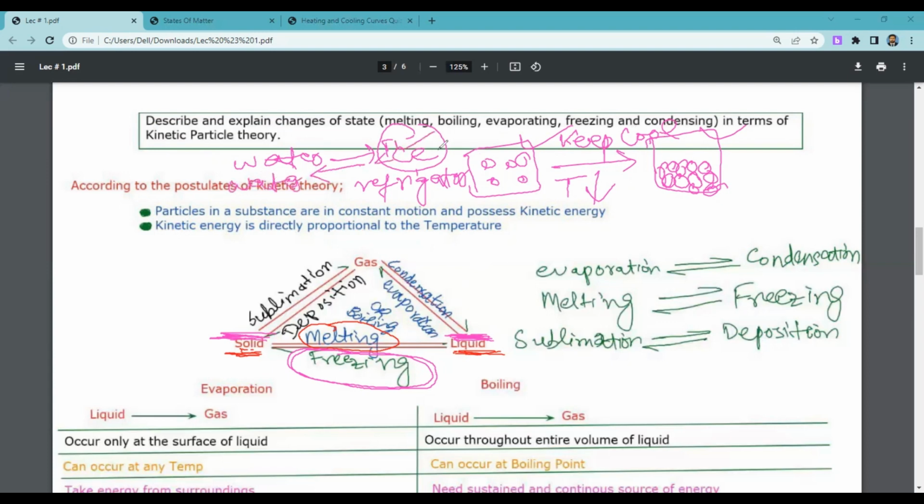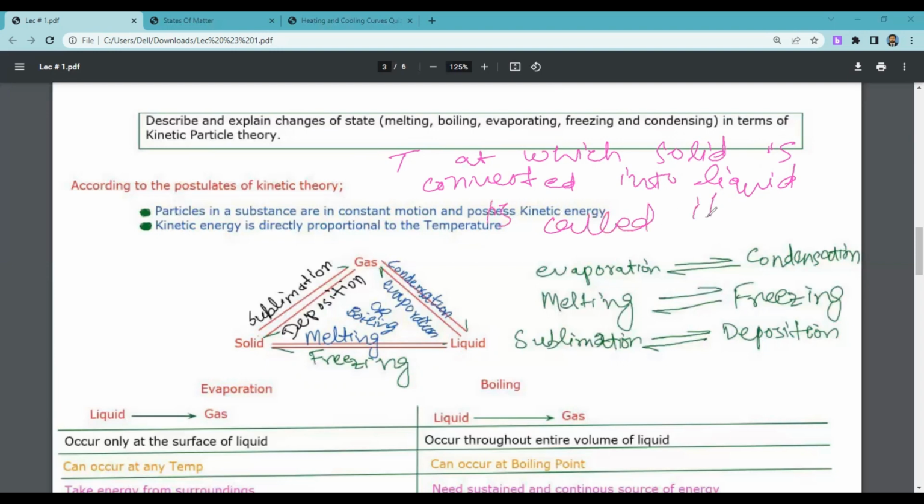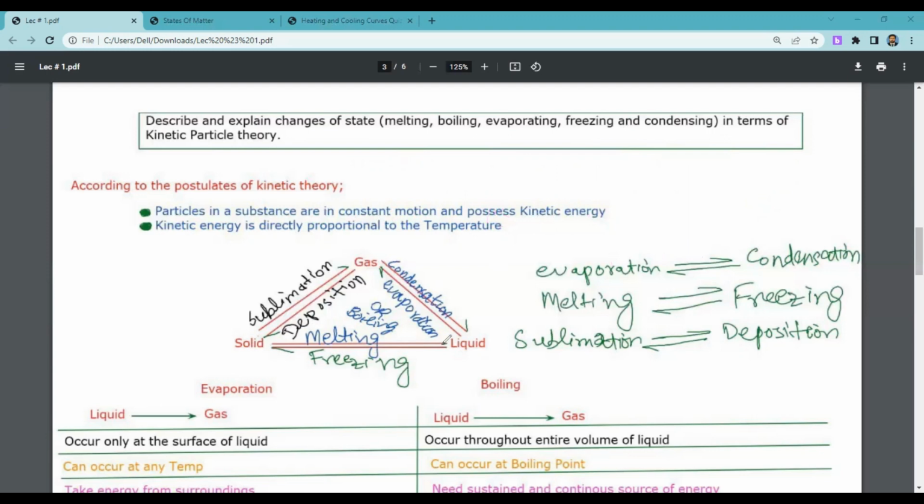This is melting. Now I will introduce a different term: the temperature at which a solid is converted into liquid is called its melting point, because at this temperature the solid starts melting. This is the conversion of liquids and solids.